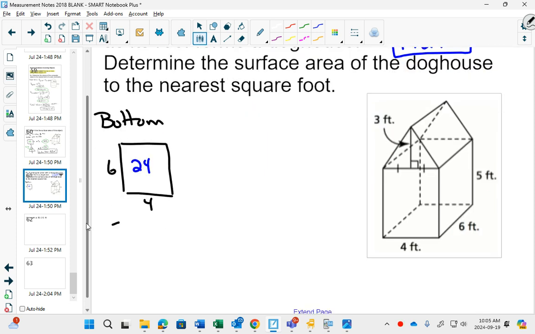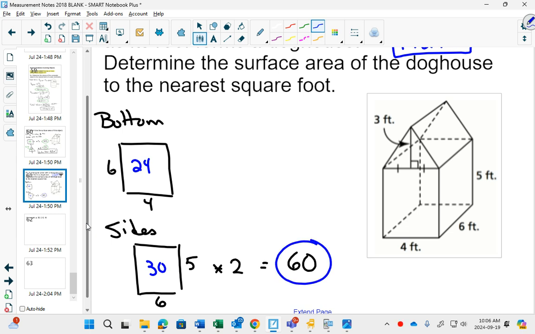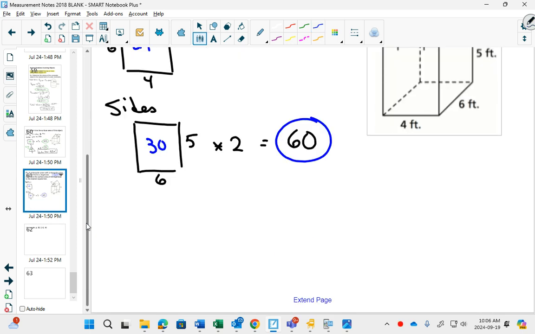Next, I'm going to do my sides. And can you see that the sides are not all the same? If I take the right-hand side, it's 6 by 5, which would make 30. And I have that times 2, which gives me 60. The other side is a 4 by 5, which makes 20. Again, that would be the front and the back. That's times by 2.